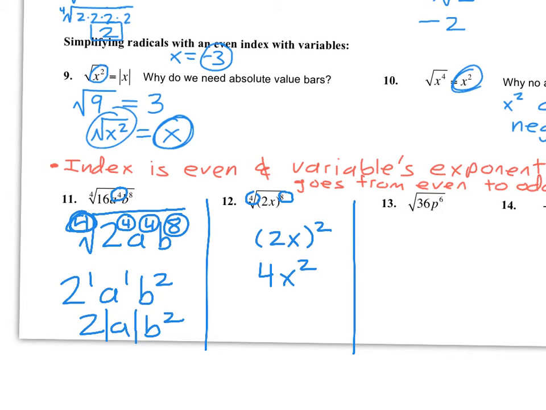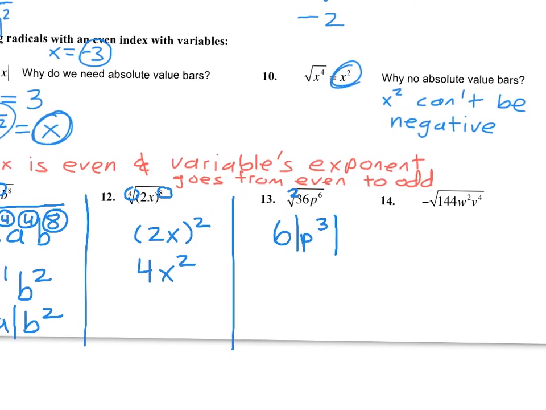Okay, for 13, we know the square root of 36 is 6. P to the 6th, remember there's an invisible index of 2. So p to the 6th, and then we could divide the 6 by 2, we get p to the 3rd. The exponent was 6, and then now it's 3. It went from even to odd, so we need absolute value around that part.